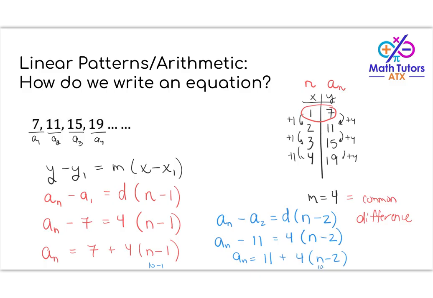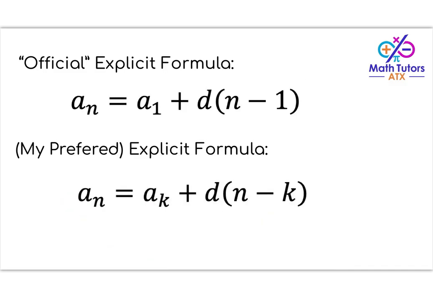If I plug in 10 here, 10 minus 2 is 8, and I have 32 plus 11. Oh, 43. Great. So these are the same equations because, again, it's just like point slope. Now here, of course, is your official explicit formula. We call this the explicit formula, which means that I can find the nth term. So I can find the 99th term or the 52nd term by just plugging that value in for n.